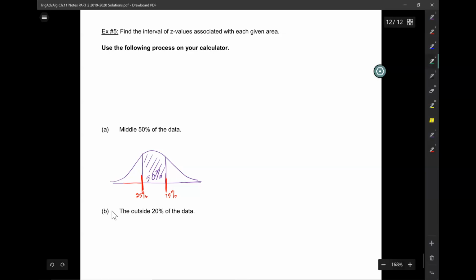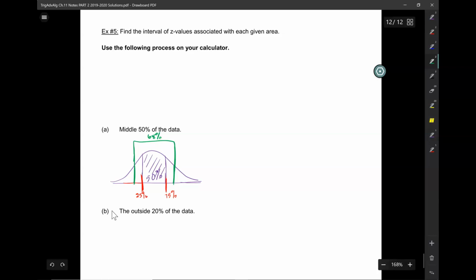Remember what we talked about before? We said if we had gone one standard deviation away on either end, that green part would have been 68% of the data, right? But now this is a smaller portion. It's only 50% of the data. So what is the standard deviation at those red marks?